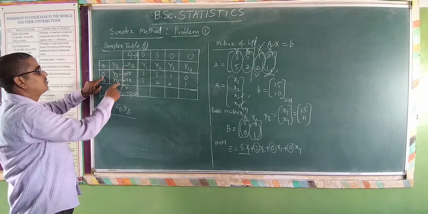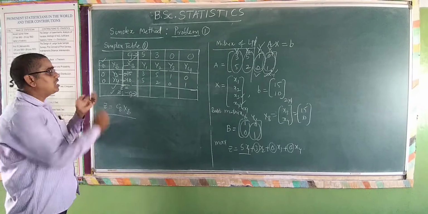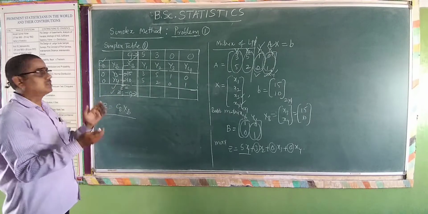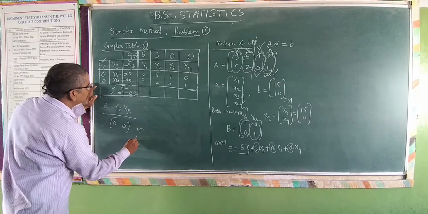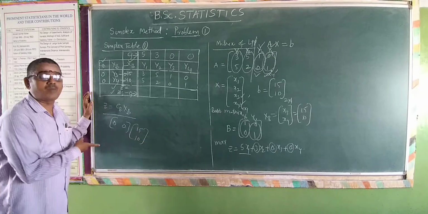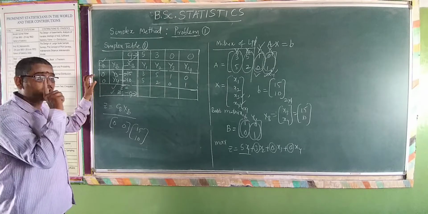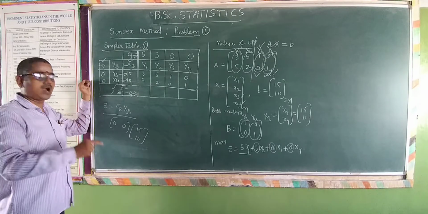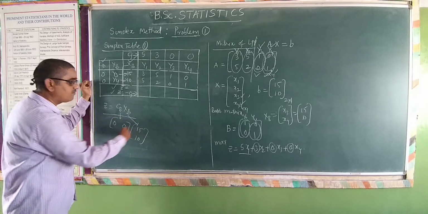CB times XB. This is CB, this is XB. Multiply the vectors. That means you have to multiply in these forms, 0 into 0, 15 into 10. This is the way you have to multiply, because CB is also a vector. CB is a row vector, XB is a column vector.